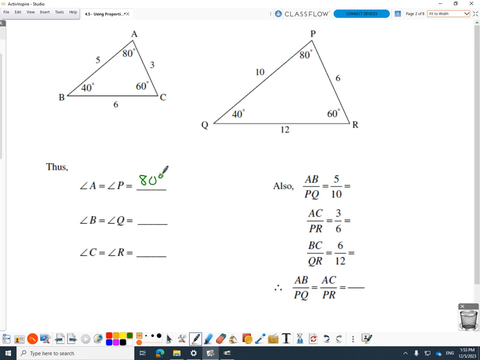If you're right with me, if you understand what I'm saying, now you're bored. You're like, are you just writing the same stuff again? And the answer is, yeah, I'm really trying to pound this idea home. How about B and Q? They're both the same. There's B. There's Q. They're both 40. Because they're similar triangles, their angles are the same.